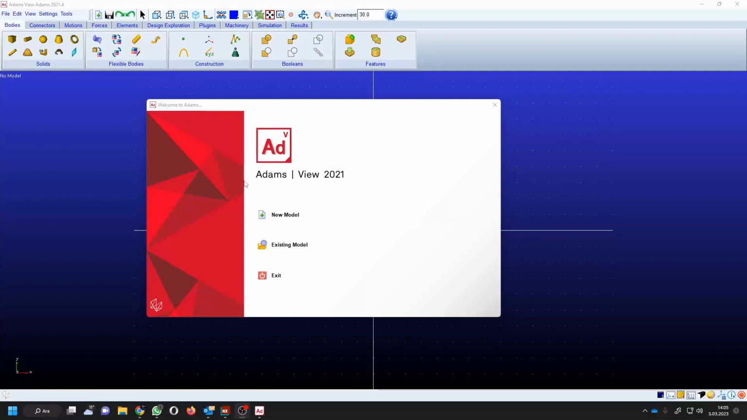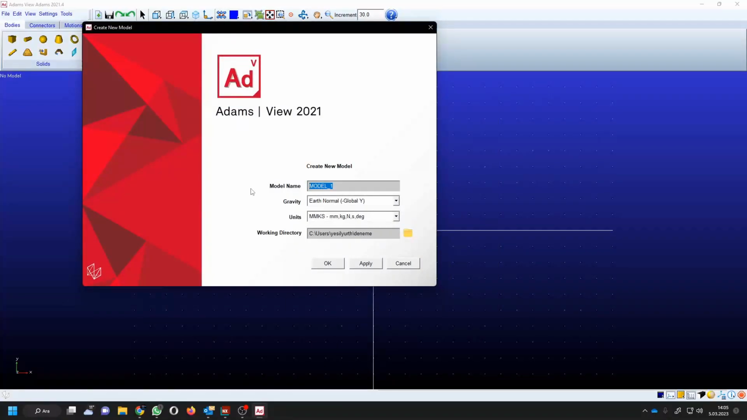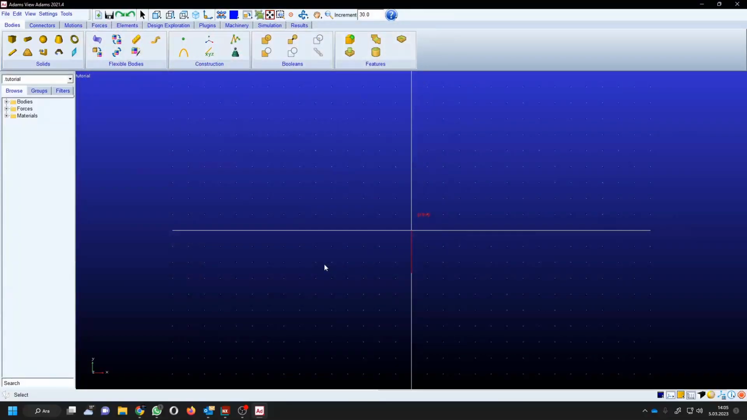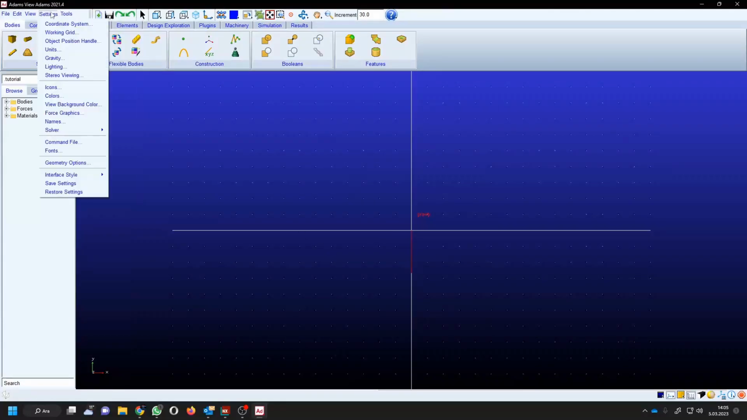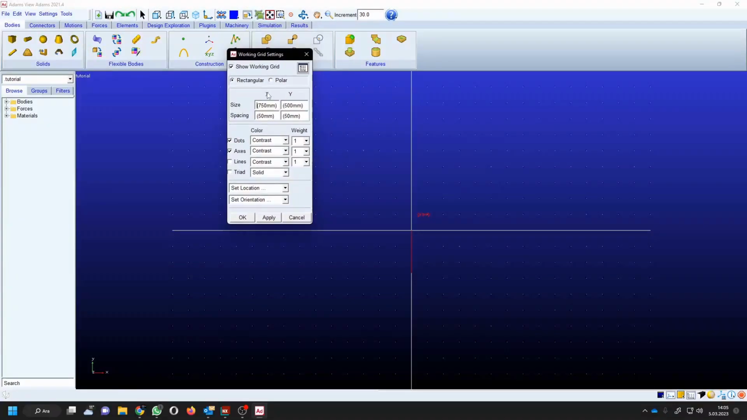So let's get started with Adams View with a new model. Let's say tutorial. I will use MKS unit system. Now the first thing I want to do is to scale my working grid, meters to 70 meters and 1 meter of spacing.